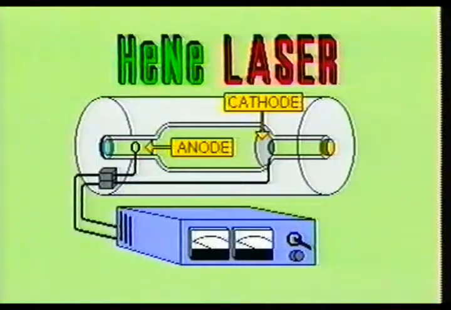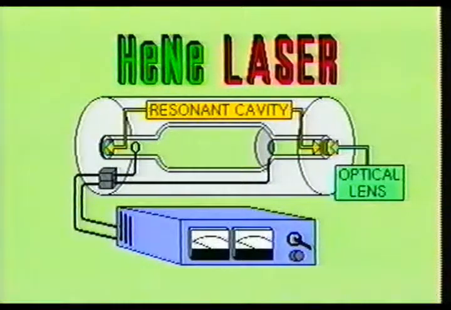An anode is generally placed inside the tube near the rear mirror. A cathode is generally placed inside the glass enclosure near the front end of the tube. The resonant cavity is the area between the front mirror and the rear mirror. The HeNe device will also generally contain an output optical lens, which is mounted on the front end of the tube just beyond the front mirror.